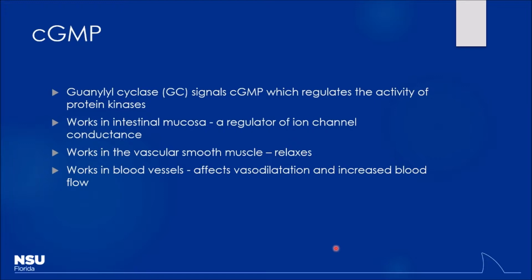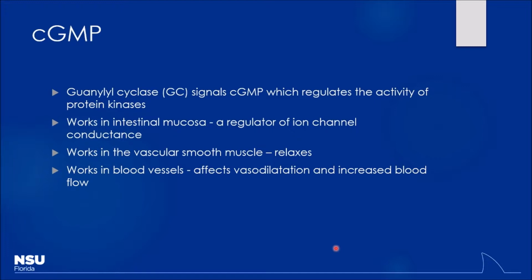And so you'll find this actually works in several different types of tissues here. So for instance, in the intestinal mucosa, it can regulate things like ion channel conductance. Why do you think that would be important in the GI tract? Because it affects things like water balance within the stools, right? So again, if I have excess water within the colon, what do you think it's going to lead to? Diarrhea. If I have too little water, what is that going to lead to? Constipation, right? So you have to keep a balance here, and cyclic GMP can help with that.